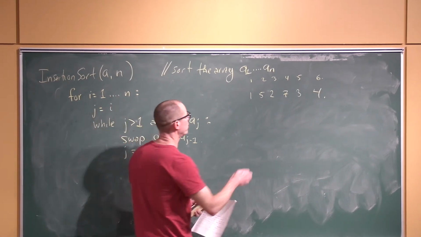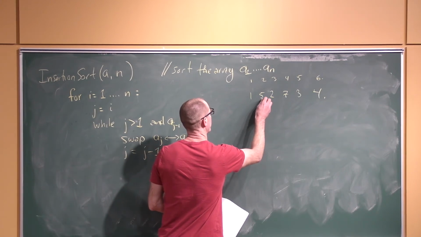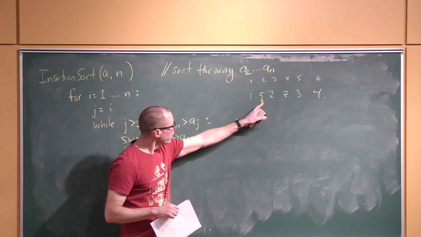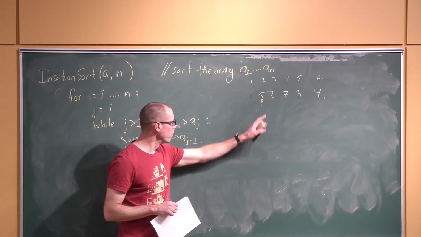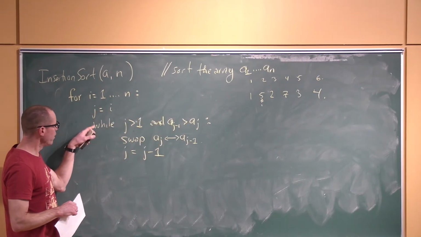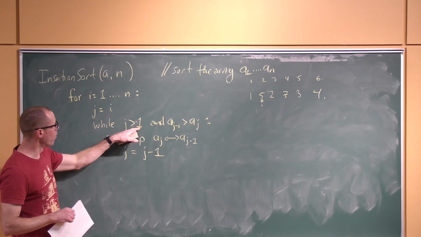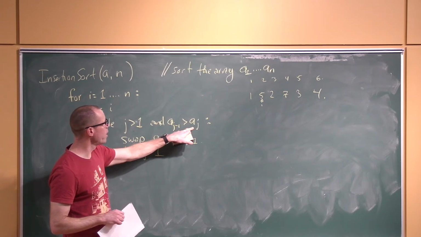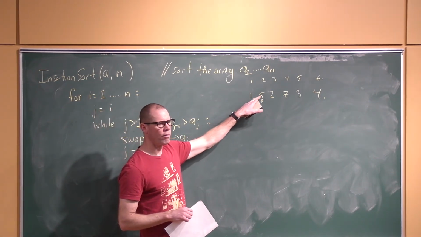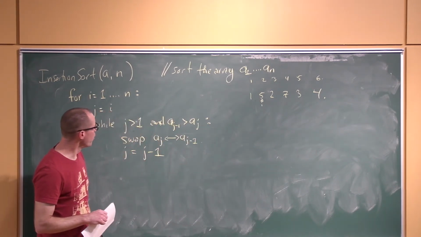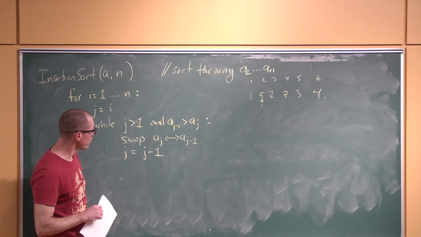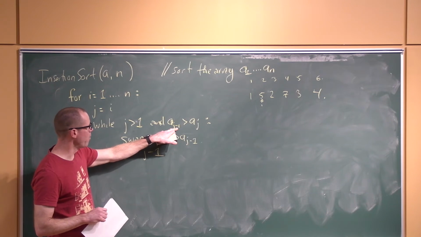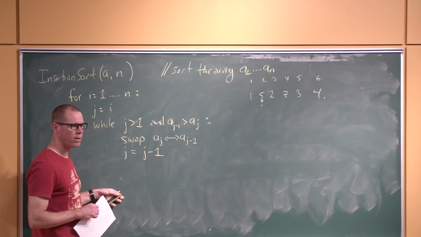Second time through, this is i. It's pointing at 5, so i is 2. Then j is also 2. And this while loop says, yeah, 2 is bigger than 1. So let's compare these two elements, a at j minus 1 and a at j. That's 1 and 5. And 1 and 5 are in the right order. So 1 is not bigger than 5. So the while loop ends. Nothing happens.